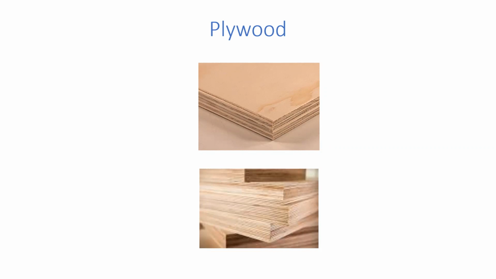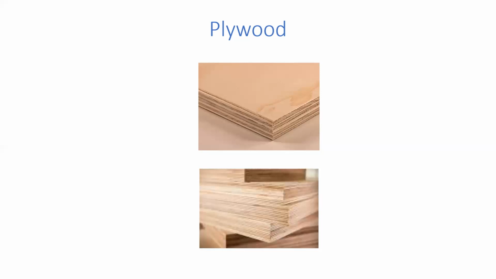It is thin layers, also called plies of wood veneer, that are glued together with the adjacent layer, having their wood grains rotated to 90 degrees. It is rotated at 90 degrees to get better strength in a plywood.